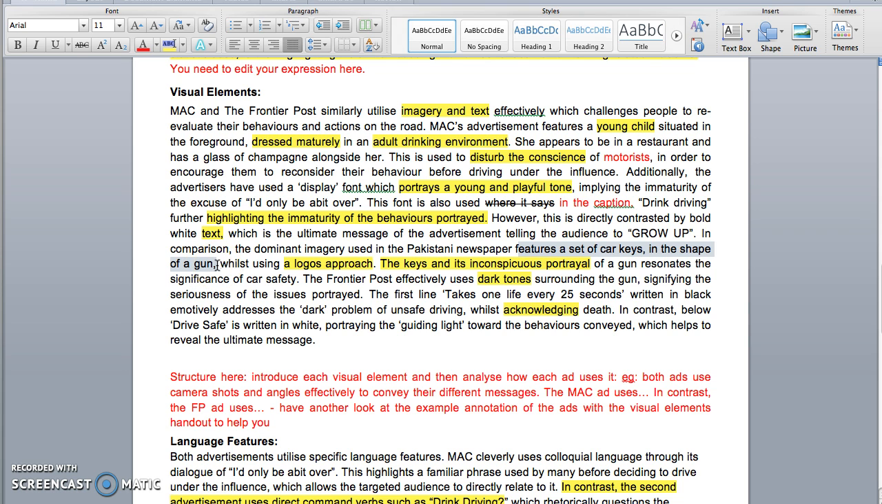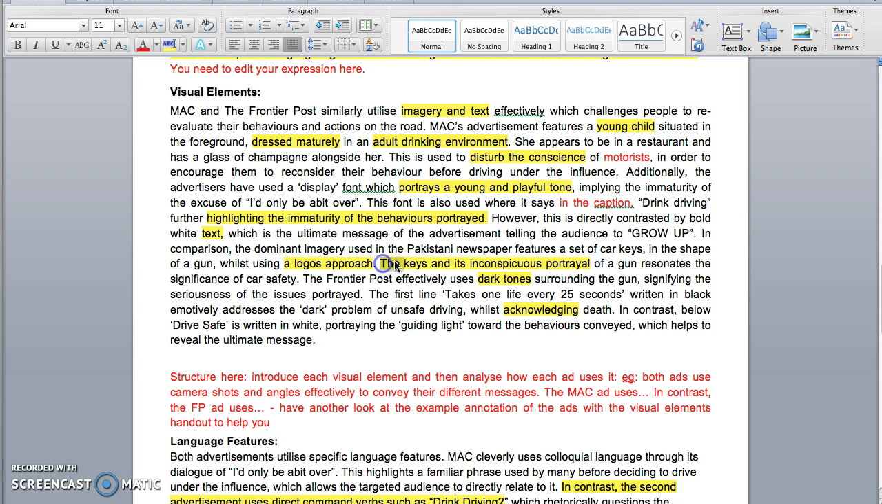So this is special effects. And they use logos in the form of statistics, evidence and statistics. The keys in its inconspicuous portrayal. It's not inconspicuous. It's very, very obvious. The way that, so this is graphics and layout.